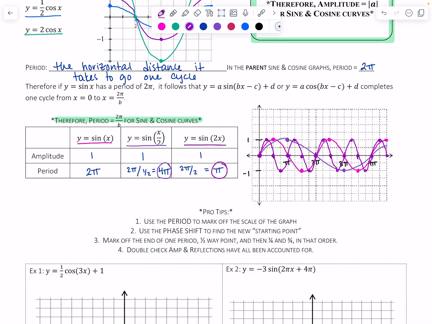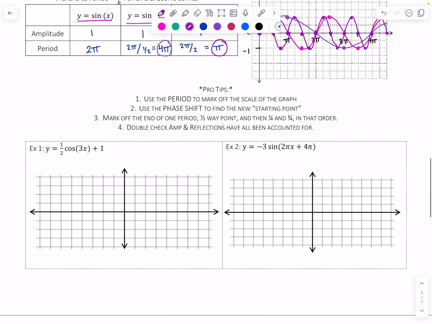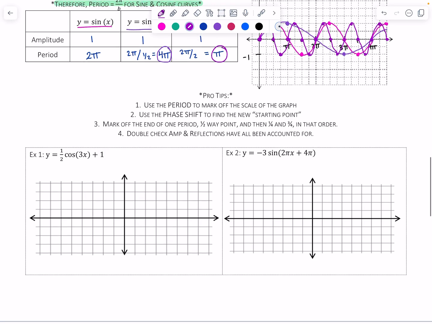All right, so you can take a peek at these pro tips, right? We're going to use the period to mark off the scale of the graph, then use our phase shift to find our new starting point, mark the end of one period, halfway point, and so on and so on, right? And then double check that our amplitude and reflections have all been accounted for. So let's go ahead and do it.